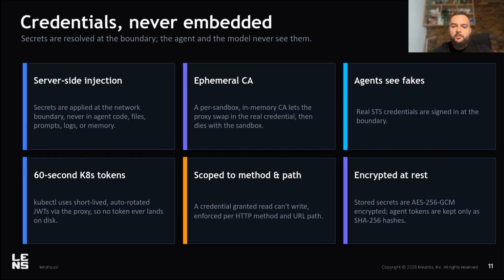For Kubernetes, for example, because you know us from Kubernetes, right? We have a tight integration with Kubernetes. It's a 60-second auto-rotated token through the proxy. There is no kubeconfig token that lands on the disk. Credentials are scoped to method and path, so reads cannot become writes, for example. And stored credentials are encrypted, and the agent tokens are never stored at all, only their hashes. So the punchline here is this: if you compromise an agent, you're going to walk away with just placeholder strings. You won't get access to absolutely anything.